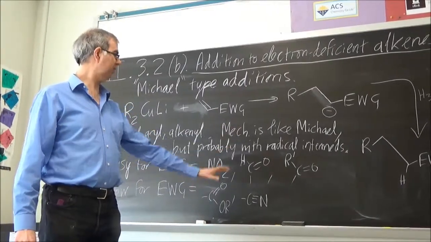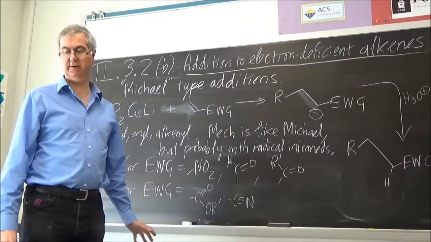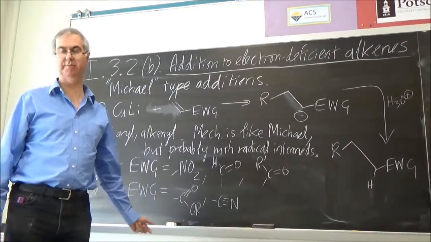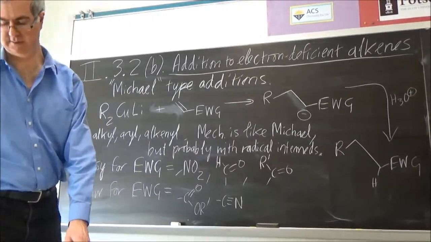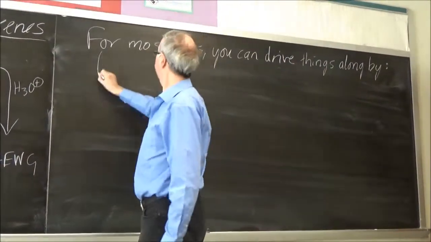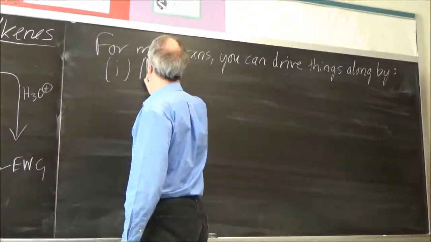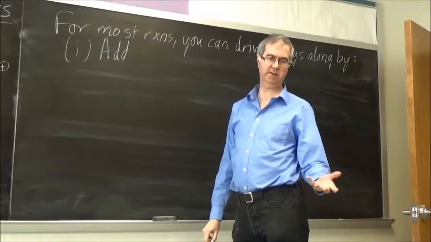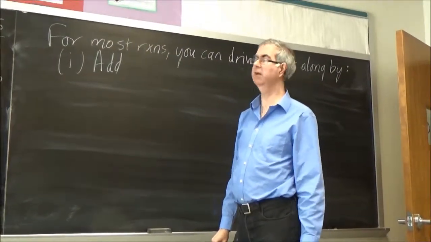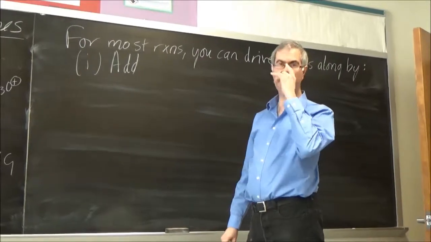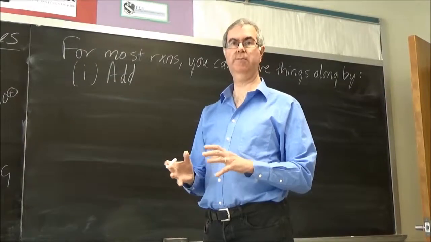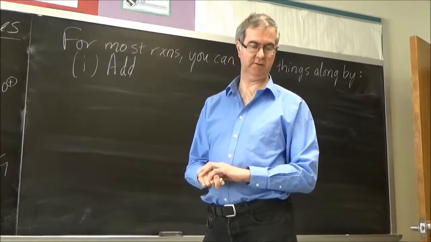Now, in cases where you have a sluggish reaction, there are some tricks for helping to drive the reaction or speed it up. Let me show you those next. So you can either add a strong Lewis acid such as BF3 at the start, and that enhances the power of the electron withdrawing group and makes the alkene more electron deficient.